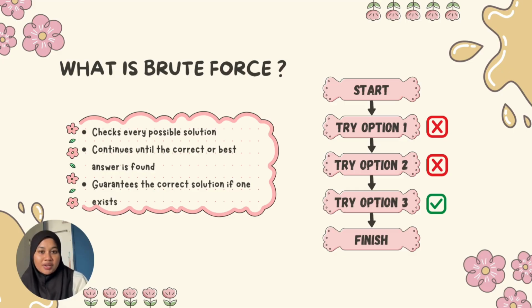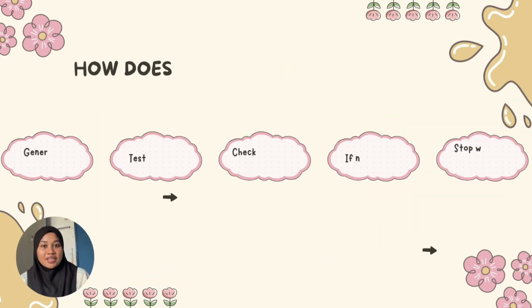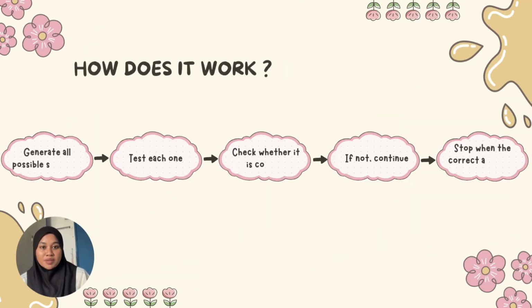Instead of using shortcuts, it checks every possible solution until the correct answer is found. How does it work? First, generate all possible solutions. Second, test each one. Third, check whether it is correct. Fourth, if not, continue. Next, stop when the correct answer is found. The algorithm systematically tests every possibility one by one. Because every option is checked, the correct solution is guaranteed if it exists.